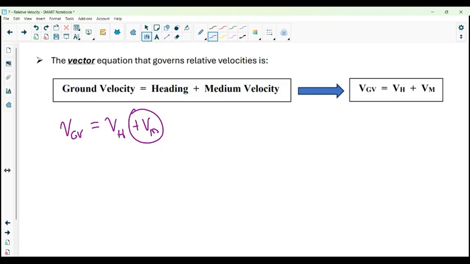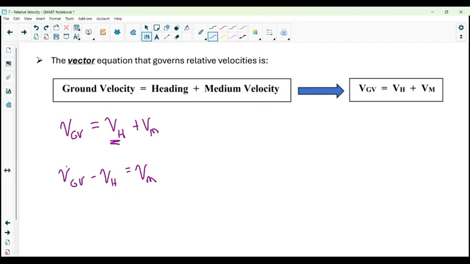I can subtract the heading velocity from both sides. So subtract this one from both sides. So it disappears from the right, appears over here on the left. I'm just going to do some algebra and rearrange that. Sorry about that. Ground velocity minus my heading velocity equals my medium velocity.